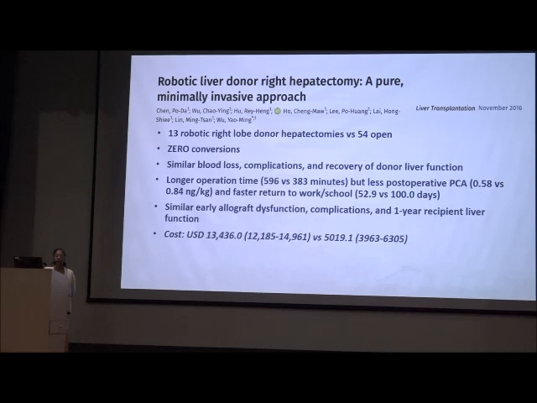The recipient side had similar rates of allograft dysfunction, complications, and 1-year recipient mortality. The cost, however, was higher in the robotic arm. And they concluded that the robotic right lobe donor hepatectomy was safe and feasible, and probably had an advantage in terms of faster return to activity.